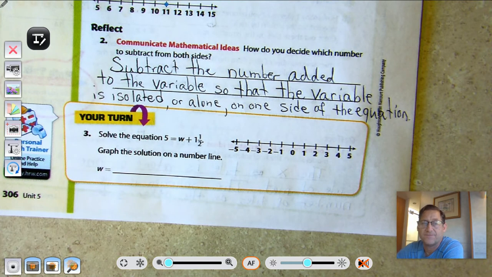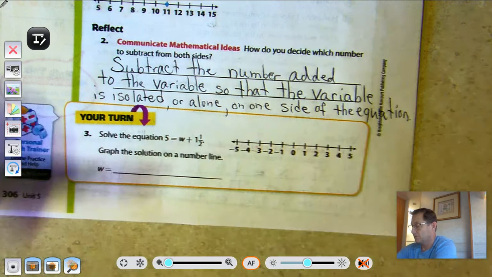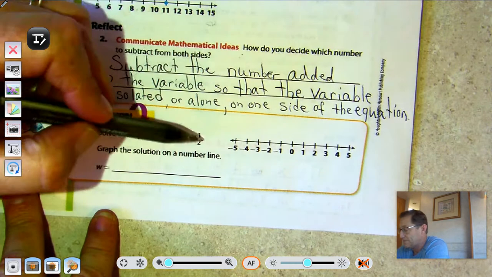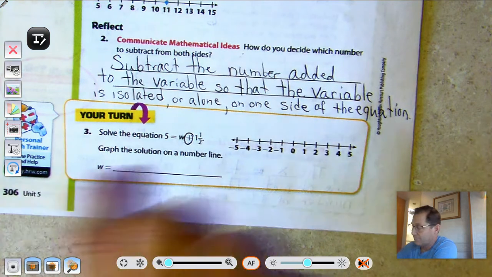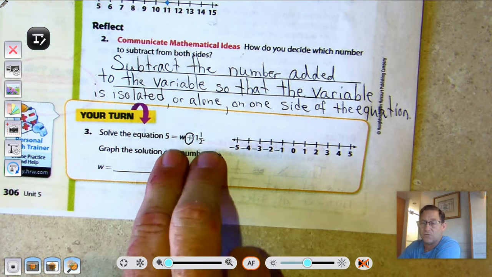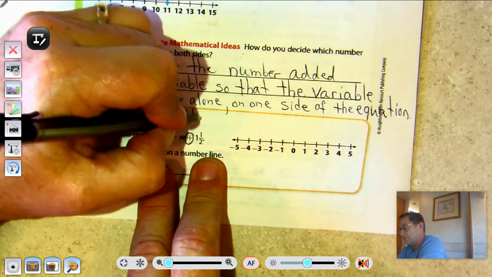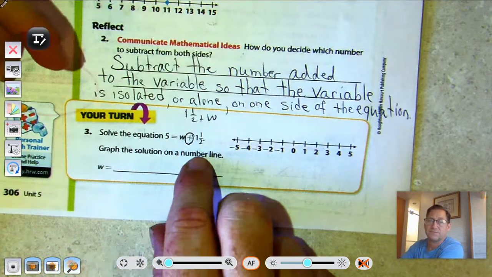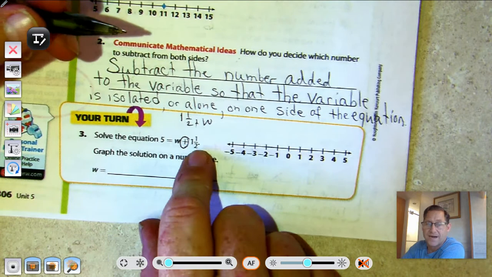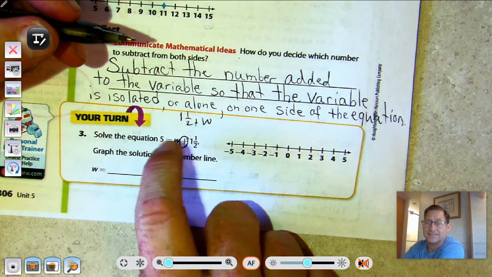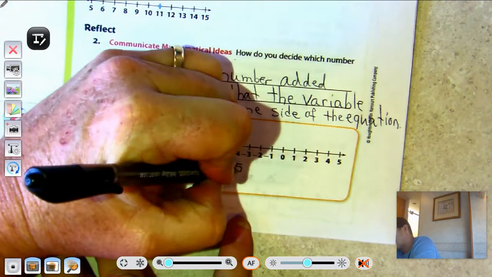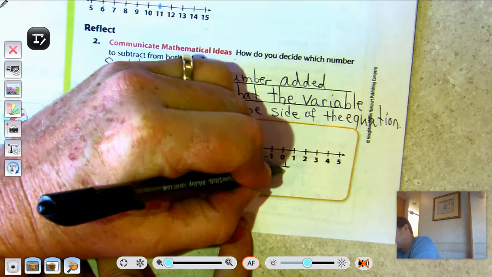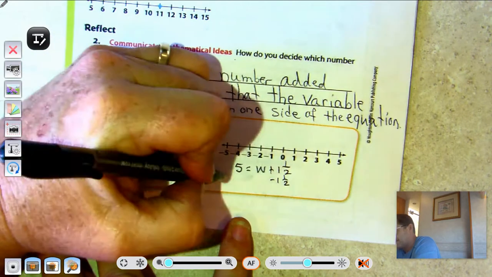Solve the equation 5 equals w plus 1.5. So we just said we're going to subtract the number added to the variable. Well, we can switch this around, right? It doesn't matter which order we add these in. 1.5 plus w is the same thing, okay? But anyway, we need to subtract 1.5 to isolate w. So I'm going to subtract 1.5 from both sides.